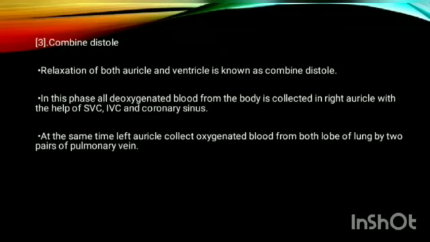Phase third, combined diastole, and this is the last phase of cardiac cycle. Relaxation of both auricle and ventricle is known as combined diastole. In this phase, all deoxygenated blood from the body is collected in right auricle with the help of SVC, IVC and coronary sinus. At the same time, left auricle collects oxygenated blood from both lobes of the lungs by two pairs of pulmonary veins.